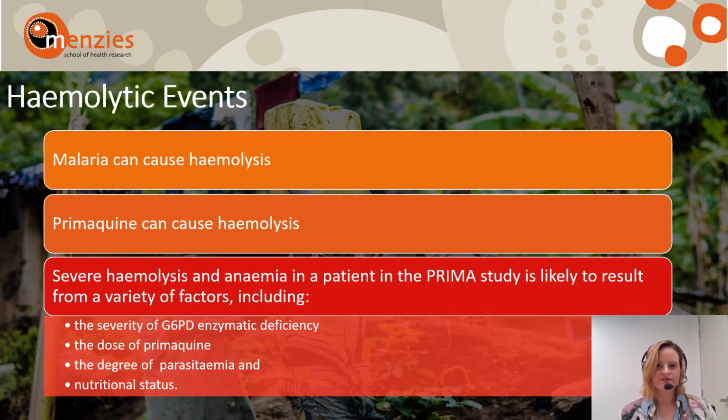One of the biggest risks in our clinical trials is the risk of hemolysis. This is due to the nature of our clinical trials. As you're aware, malaria can cause hemolysis. Primaquine and tefenaquine treatment drugs used in our clinical trials can also cause hemolysis in G6PD deficient individuals. Severe hemolysis and anemia in a participant is likely to result from a variety of factors, including the severity of G6PD enzymatic deficiency, the dose of primaquine, the degree of parasitemia, and nutritional status.